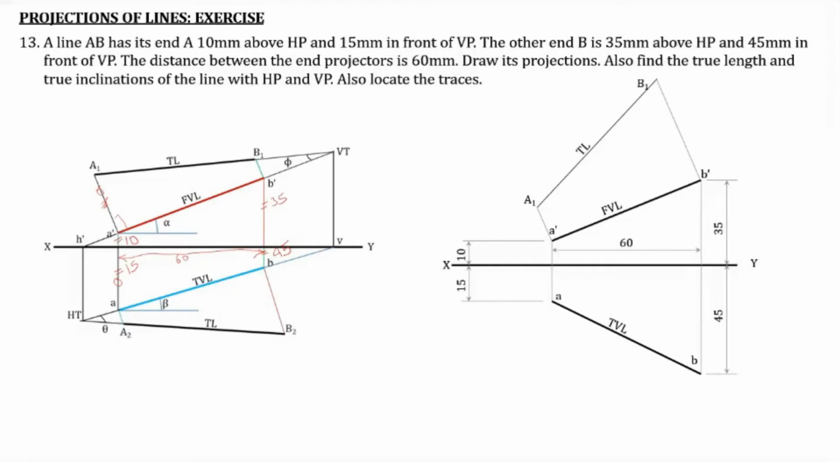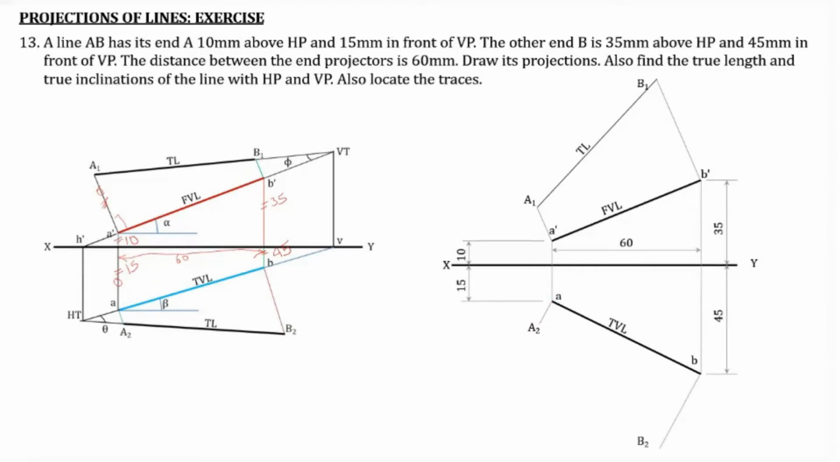Now we need to find the true length in the top view also, because you have to locate the traces. So you need the true length line in the top view. For that, you draw perpendicular lines from A as well as B, and the length of this A2 line should be equal to the distance of A dash from the XY line, which is 10 millimeter. That is to be marked here, A2.